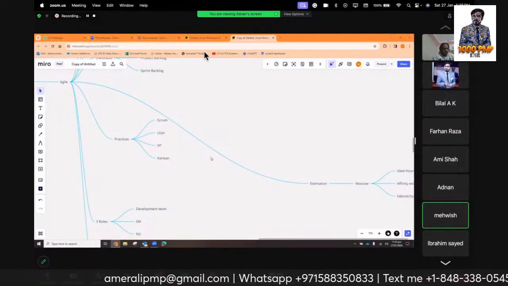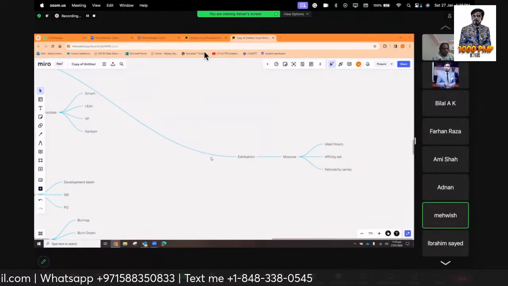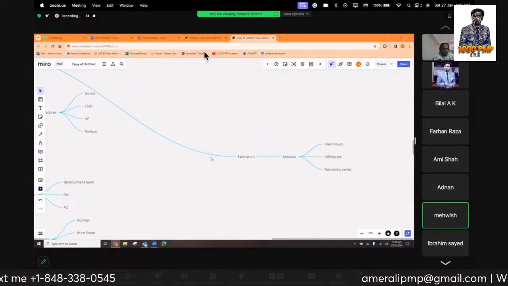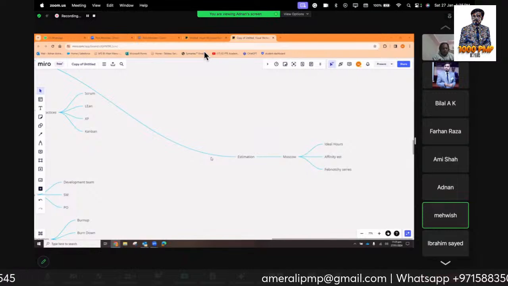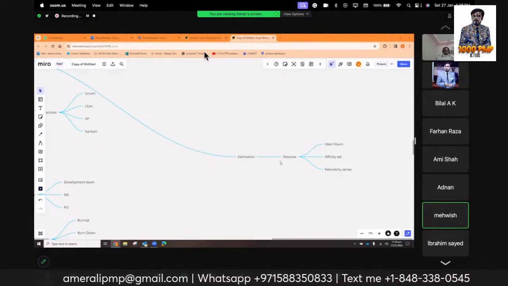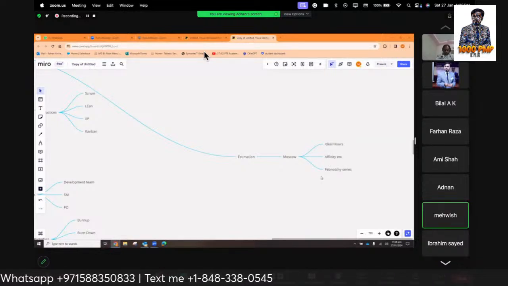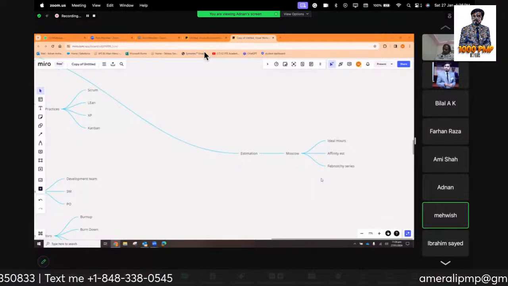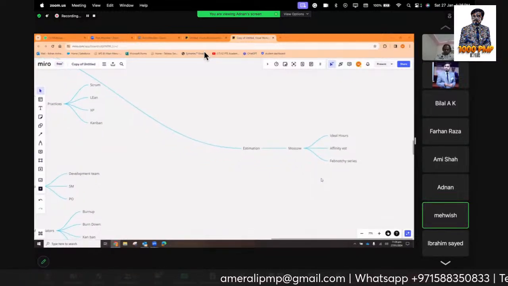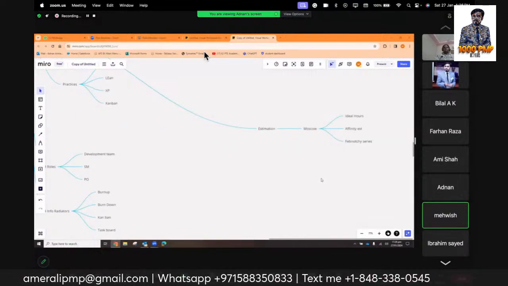Then we have estimation techniques, where for the user stories we can pick ideal hours. I guess it's the same as t-shirt sizing, where we estimate as large, medium, small. We can pick these kinds of estimations, or we can go to affinity estimation, or there is one more, the Fibonacci series, where we have specific numbers like 2, 4, and then we can estimate based on that to analyze the complexity of the user story. I think that's it for Agile.